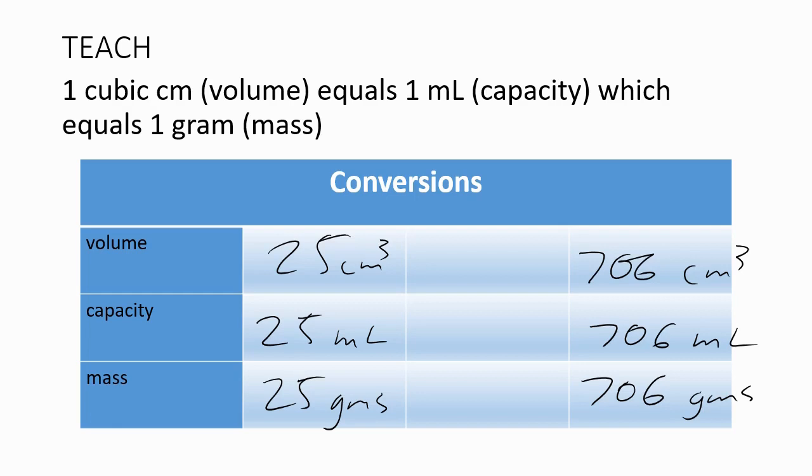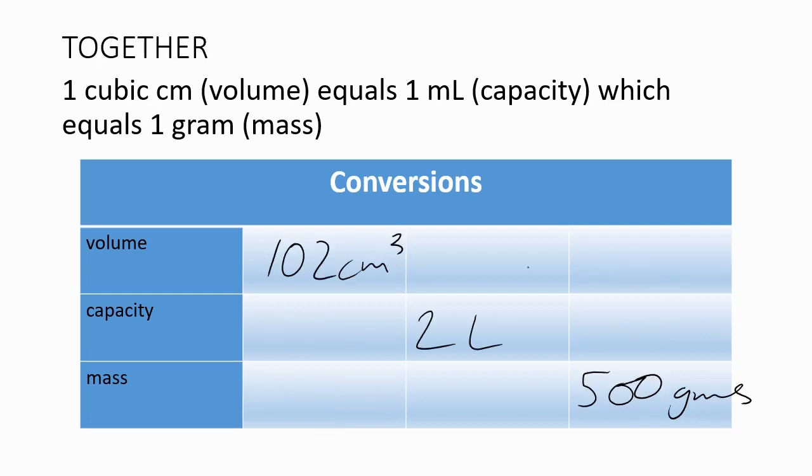That's the teaching phase over. Let's do some together. Okay guys, welcome to the together phase. Let's have a look at this one. If the volume is 102 centimeters cubed, well, the capacity is going to be 102 milliliters. Can you please work out the mass? So draw this chart in your books and work out the mass for me there.